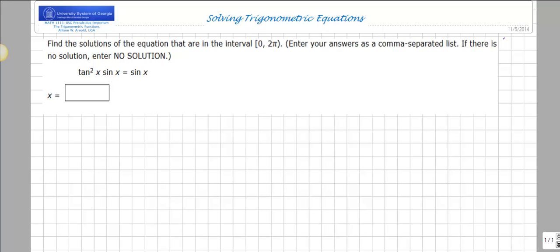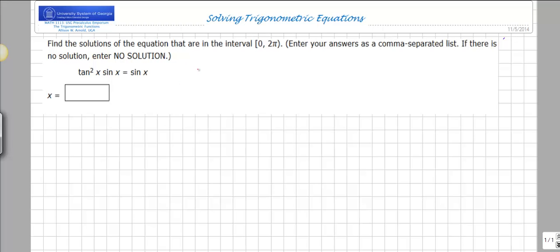Okay, here's another equation to solve. This time we won't generalize it. We'll just find the solutions between 0 and 2 pi, and 2 pi is not included while 0 is in the interval that's stated. The equation is tangent squared x sine of x equals sine of x.